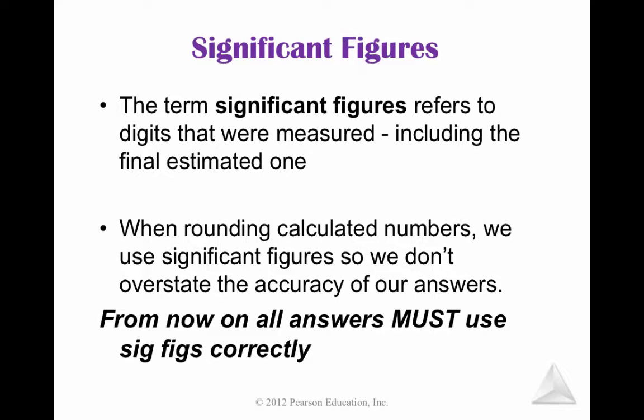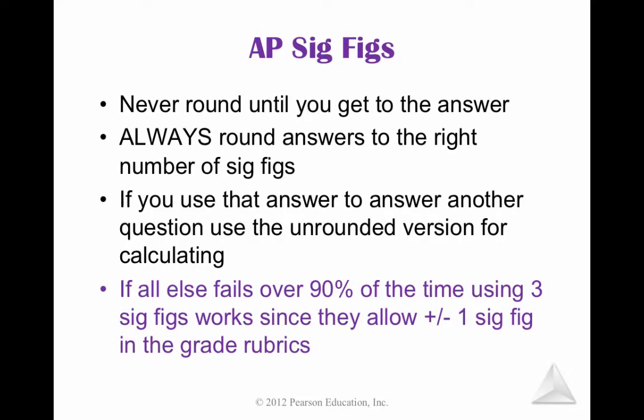From now on, all answers must use significant figures correctly. Okay, you cannot give me an answer that has 5 significant figures when you were given only 1. Okay, so significant figures is going to become very important. Rules for AP sig figs. Okay, never round until you get to the answer. You can leave it in your calculator if you want. You can write it out to 5 or 6 significant figures, but never round until you get to the answer.